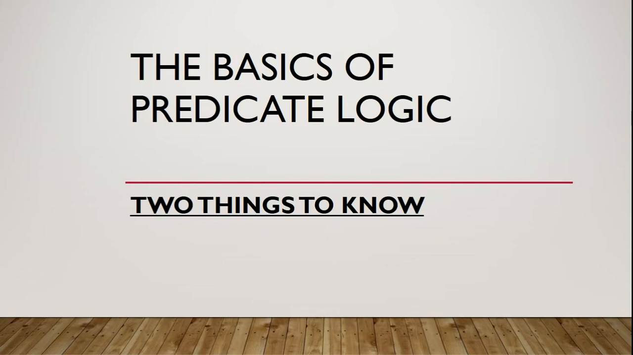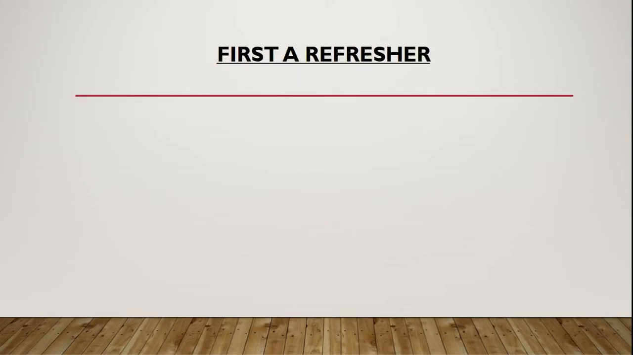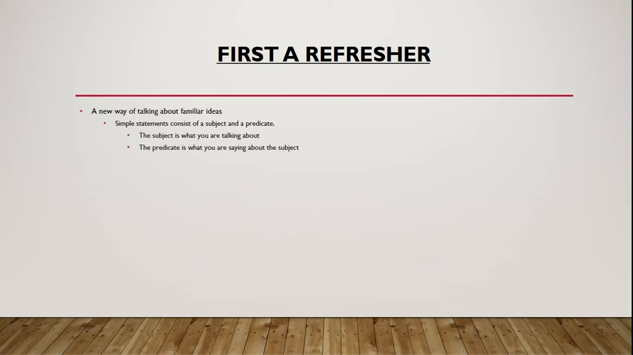Okay, let's get going. So the basics of predicate logic, there's 2 things we need to know, but before we do that, we need a little refresher. Okay, first a refresher. A new way of talking about familiar ideas. So we're familiar with simple statements in that they consist of a subject and a predicate. This is old translation issues. The subject is what you're talking about. The predicate is what you're saying about the subject.